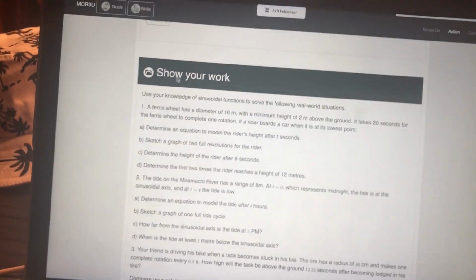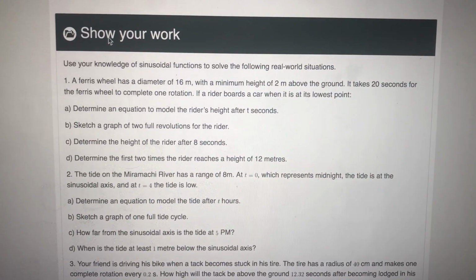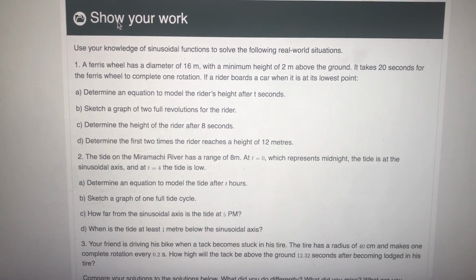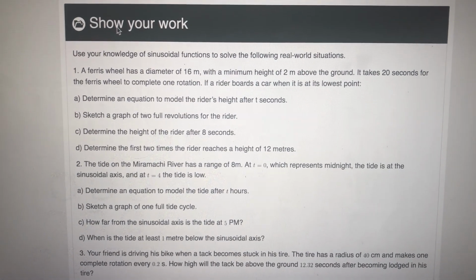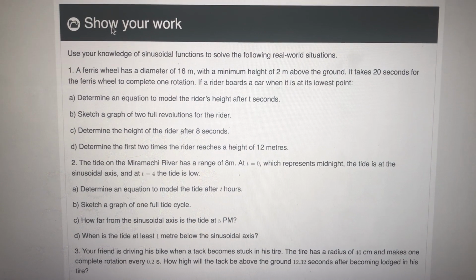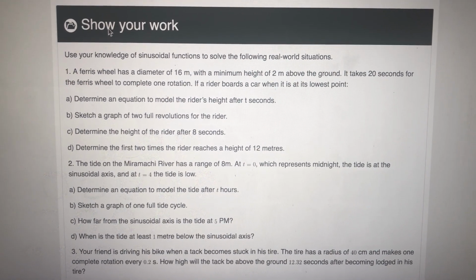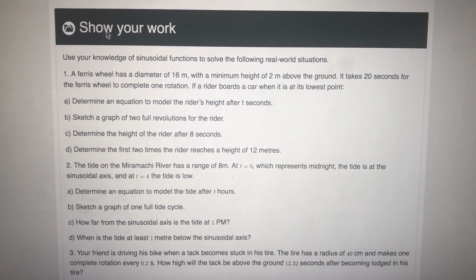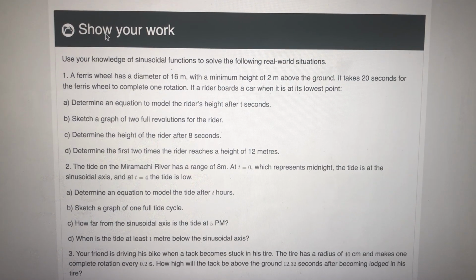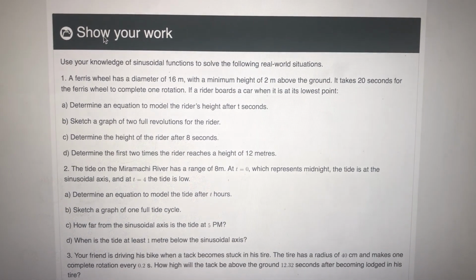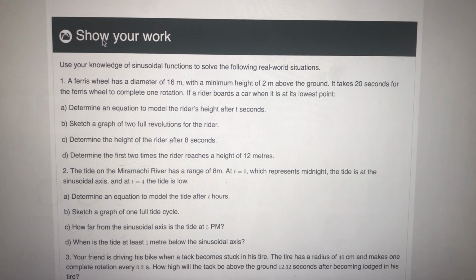Hi class, I'm going to work on the show your work, the practice problems, and the applications of sine functions. So number one, a Ferris wheel has a diameter of 16 meters with a minimum height of 2 meters above the ground. It takes 20 seconds for the Ferris wheel to complete one rotation if a rider boards a car when it's at its lowest point.